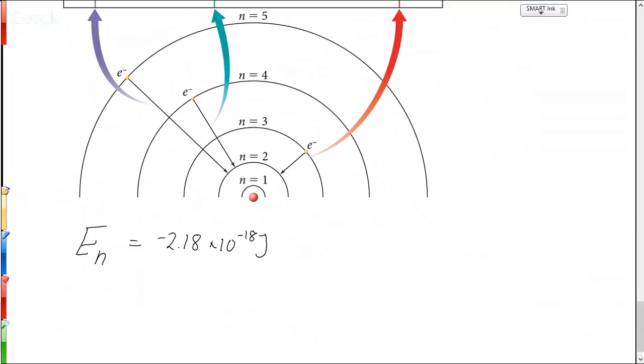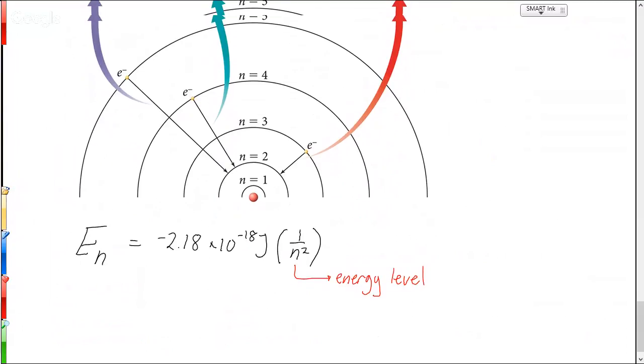So 2.18 times 10 to the minus 18 joules times 1 over n squared, where n is the energy level. So you'd say, like, okay, the way these are shown here, there's an electron on the 5th energy level, n equals 5. So we plug 5 into that equation, solve it, and that's the energy of that electron. Now that by itself isn't super useful because it's its energy, whatever.